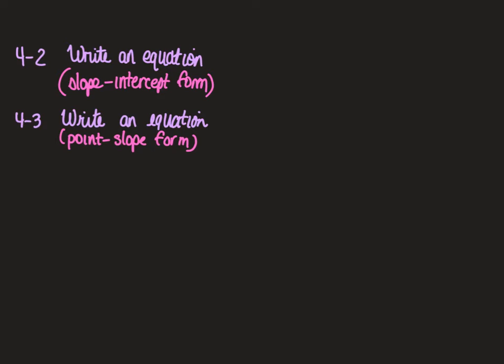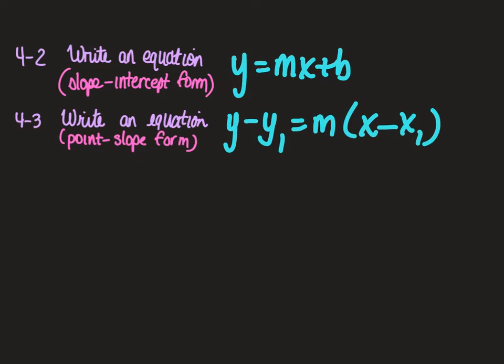In today's video, we are going to cover topics Chapter 4, Lesson 2, and 4.3. They're both about writing equations, and 4.2 is about slope-intercept form, 4.3 is about point-slope form. So we're writing equations, but in different forms. Here are the generic forms of slope-intercept and point-slope.